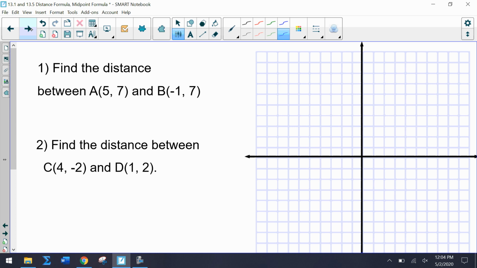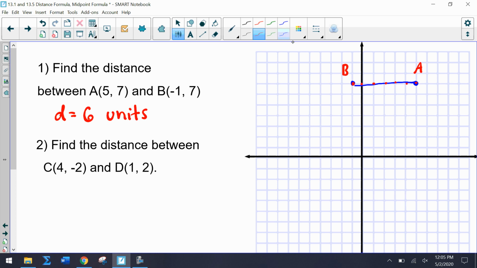Okay, so points are also labeled by capital letters. But if we wanted to find the distance between 5, 7 and -1, 7, we have to plot those points. So let's start. 1, 2, 3, 4, 5, and then 1, 2, 3, 4, 5, 6, 7, and then also -1, 7. And if we drew a line in between those, we want to find the distance of that line. And since it's a horizontal line, can't we just count? So starting from here, going 1, 2, 3, 4, 5, 6. So the distance between those 2 points is 6 units. So this would be point A, and this would be point B.